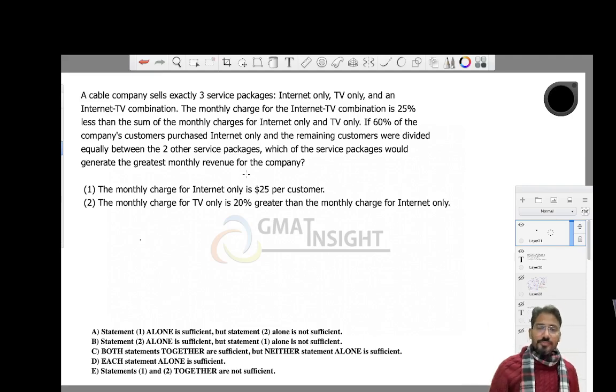Hey, this is a GMAT Focus Edition question. Let's just quickly have a look at it. So here, the question is basically starting with a cable company that sells exactly three service packages: internet only, TV only, and an internet and TV combination only.